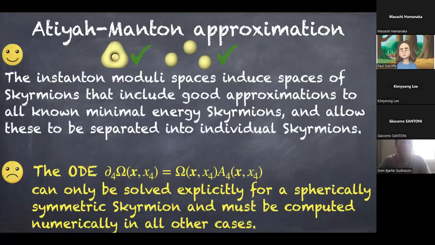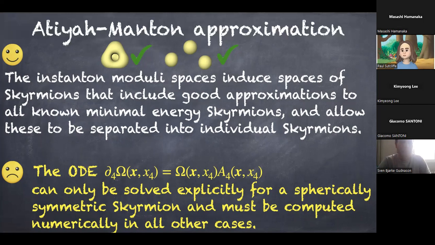So let me say the good things about the Atiyah-Manton approximation are that the instanton moduli spaces induce spaces of skyrmions. And they include good approximations not only to these known minimal energy skyrmions, but also to well-separated ones and everything in between. So by taking families of instantons and calculating the solution of this differential equation, you can get good approximations to families of skyrmions where the skyrmions start out well-separated, they come in, overlap, form something that's a good approximation to the minimal energy one, and go back out.